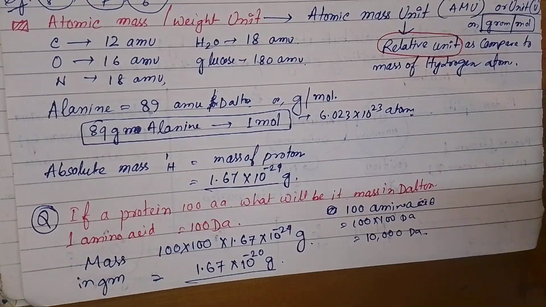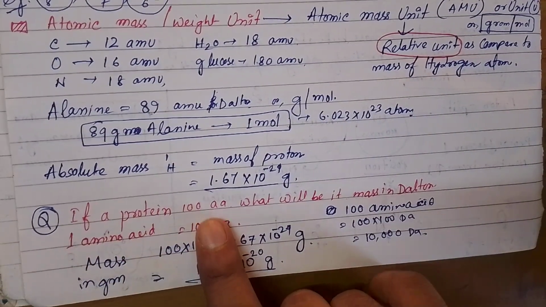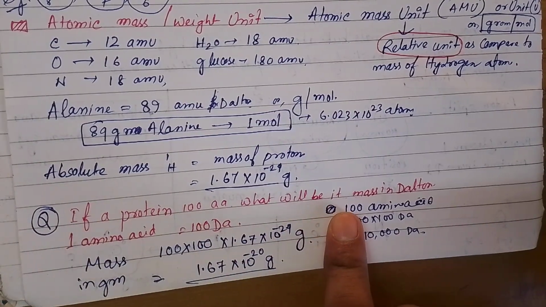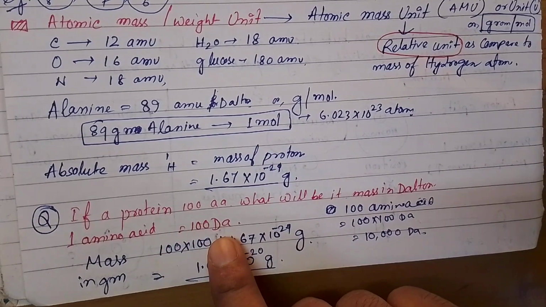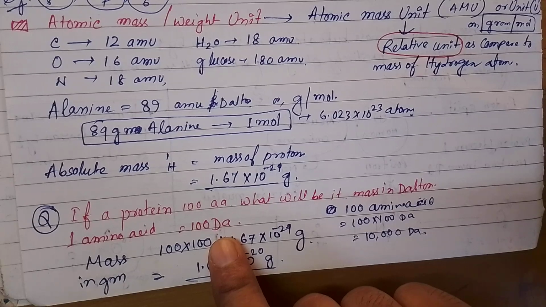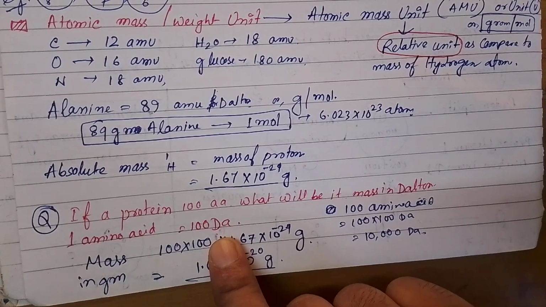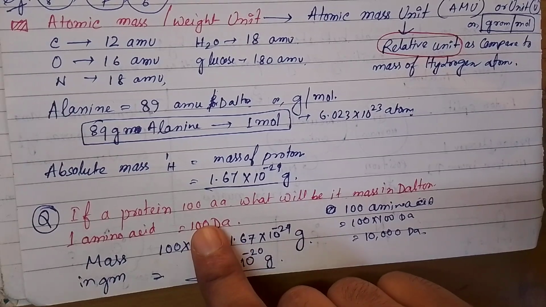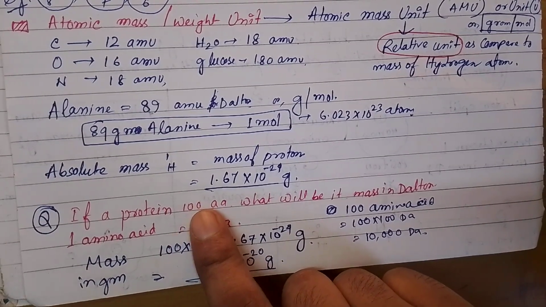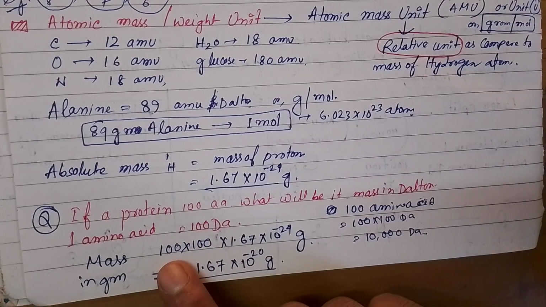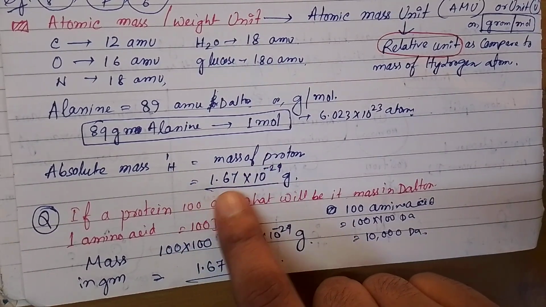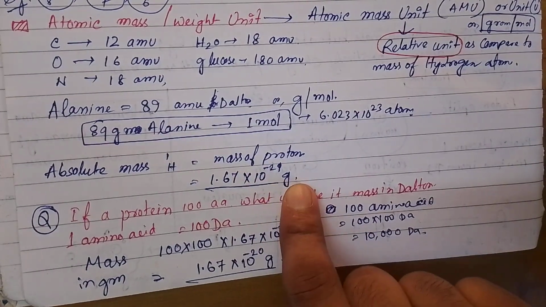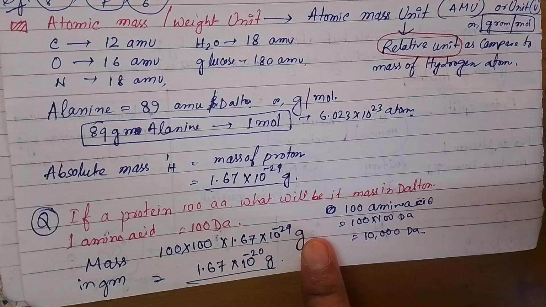Now we go to some questions like that. If a protein has 100 amino acids, what will be the mass in Dalton? If you take the average amino acid molecule as 110, or say 100 Dalton, and the protein has 100 amino acids, then it will be 100 into 100. And the absolute mass of the proton is 1.67 into 10 to the power minus 24 gram. Now you just multiply all those things.